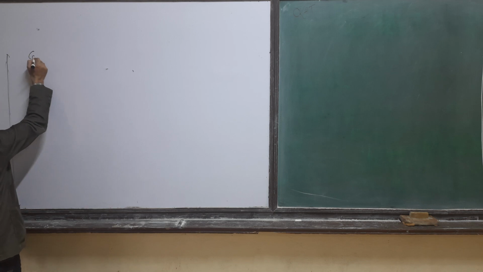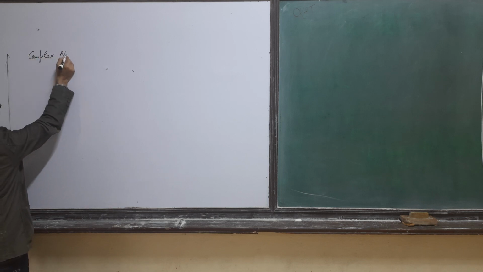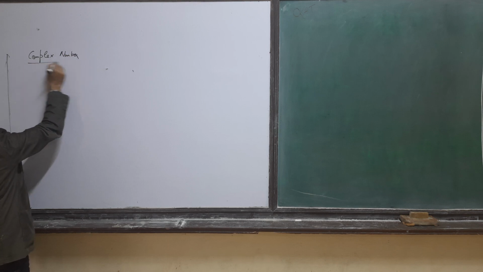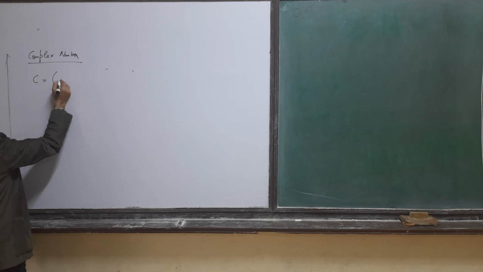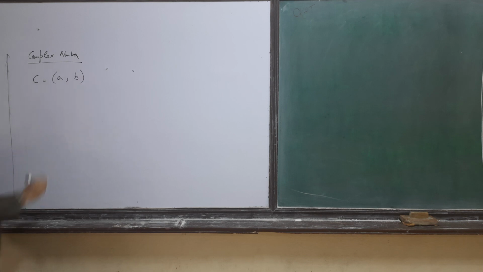Complex number, what is the complex number? A complex number has two parameters, A and B, which are independent from each other. You may say they are alpha and beta, or maybe A and B. I mean, two parameters.